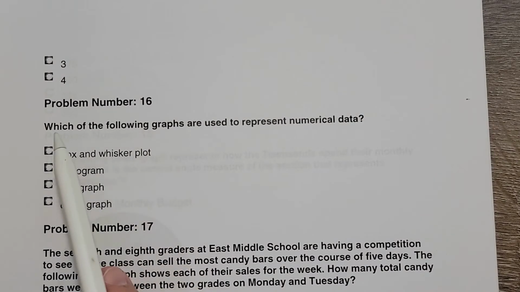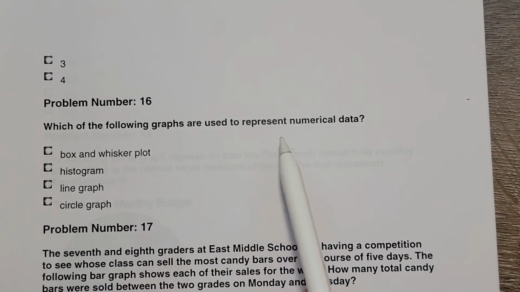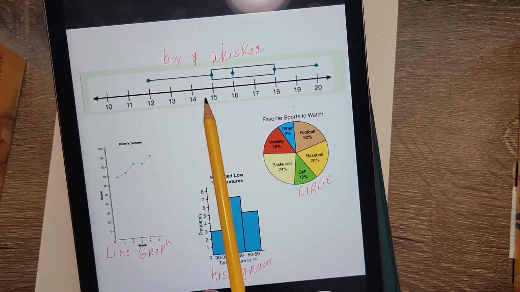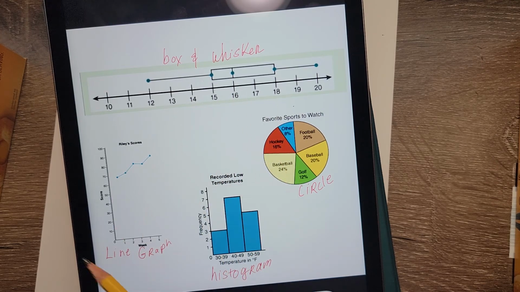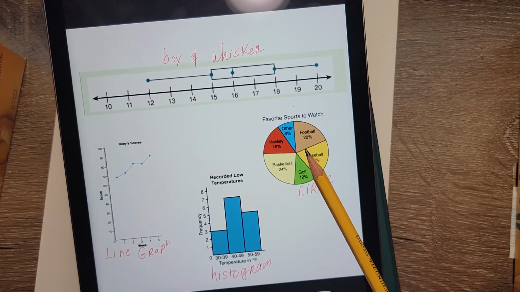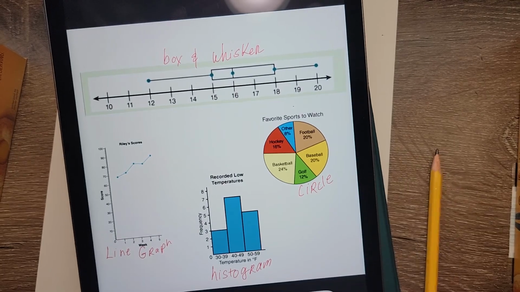Okay, problem number 16. Which of the following graphs are used to represent numerical data? All right, here is a picture of what the box and whisker looks like. It has all these numbers. The histogram usually has numbers in the frequency side, and mostly down here on the x-axis. The line graph usually deals with numbers. The only one that's not used mainly or hardly ever for numerical data is the circle graph.